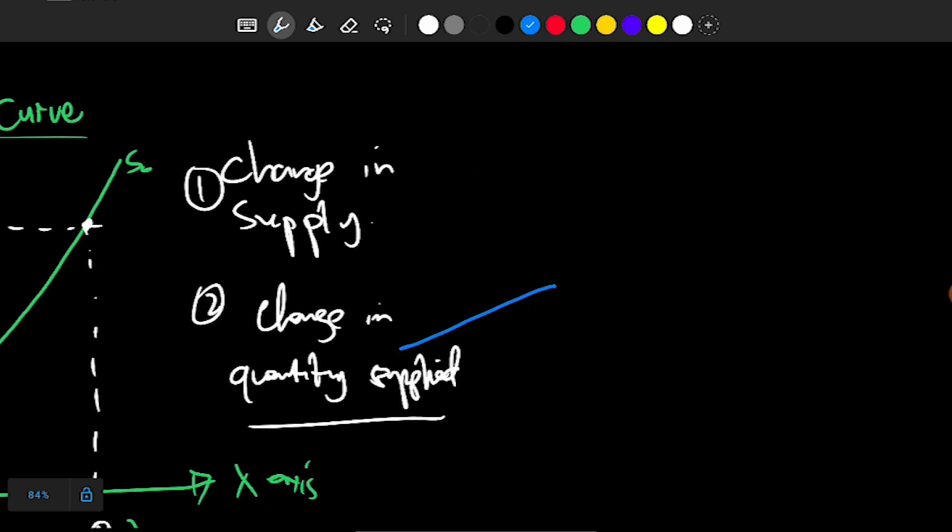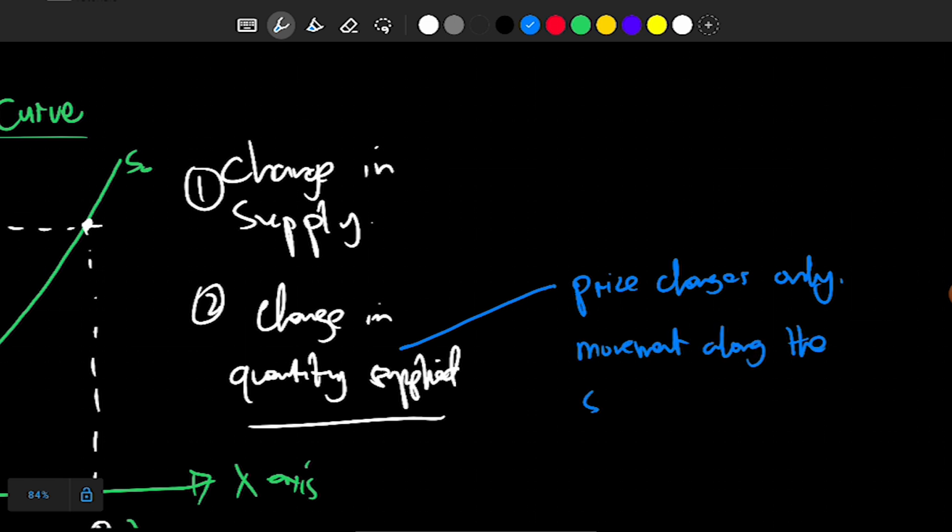So this change in quantity supplied is as a result of price changes only, and we are calling this a movement along the supply curve. So a change in quantity supplied is basically as a result of price changes, and it is what we call a movement along the supply curve.